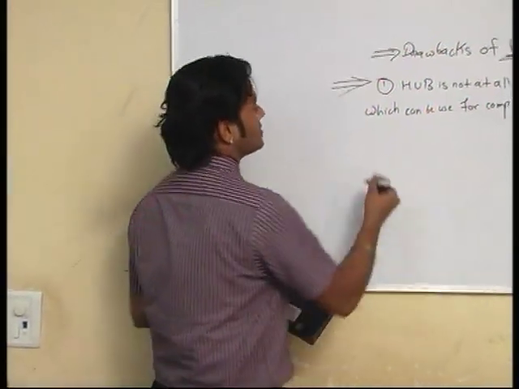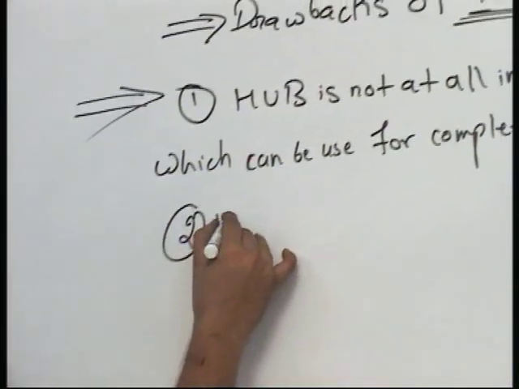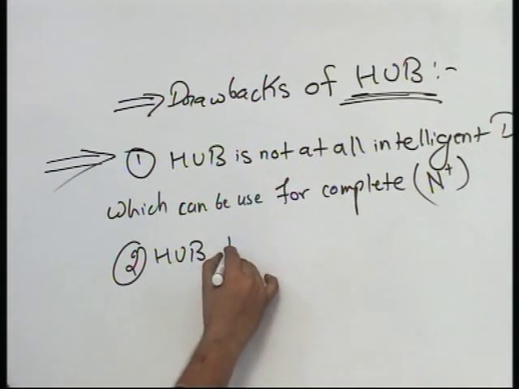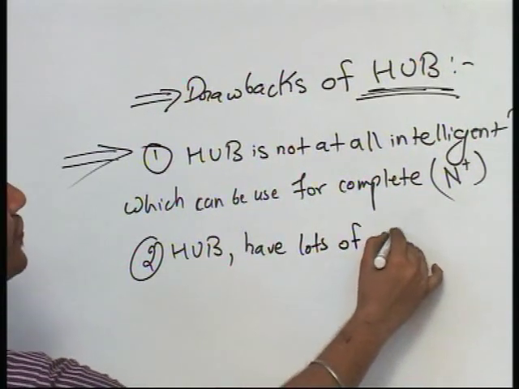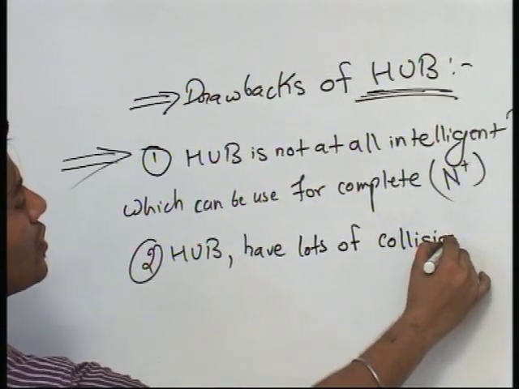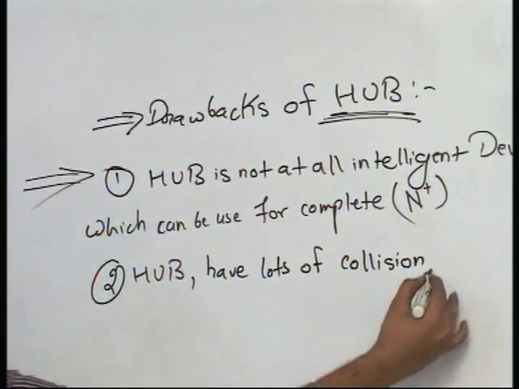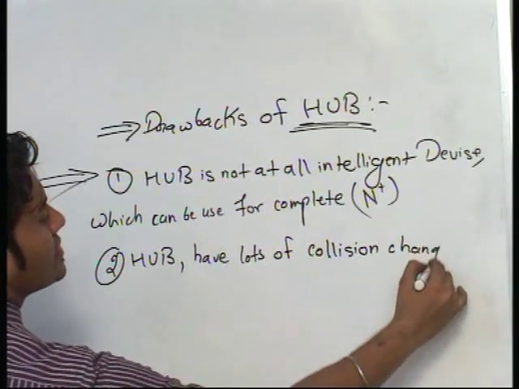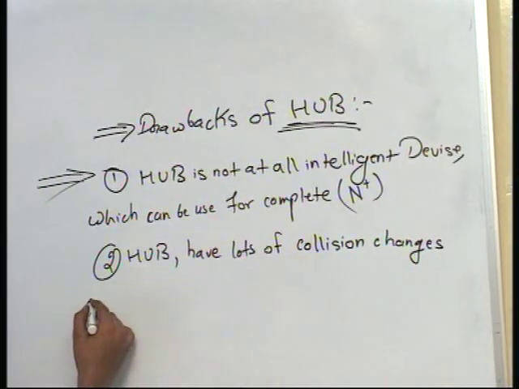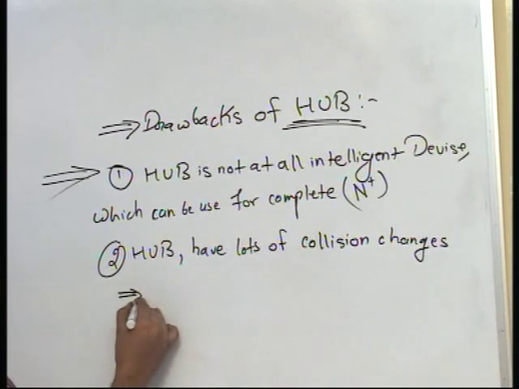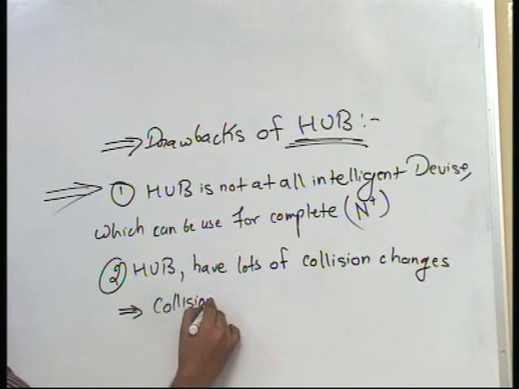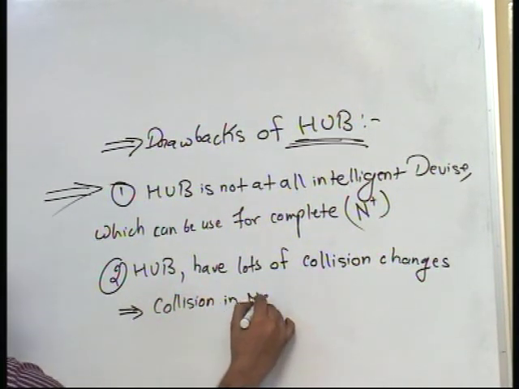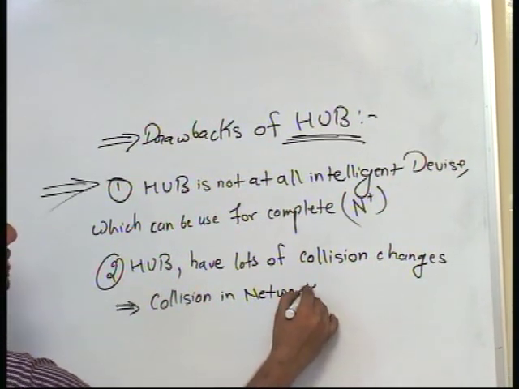Now let's have a second point. Hub has lots of collision chances, or I can say collision in network is more. You can use any point.